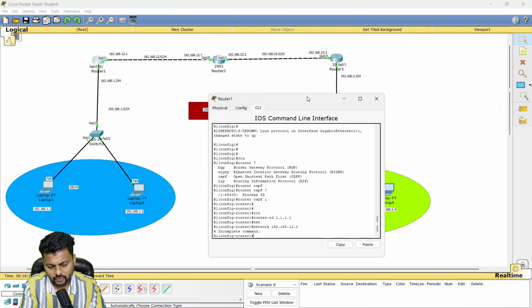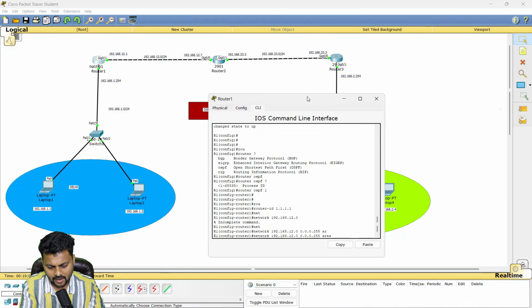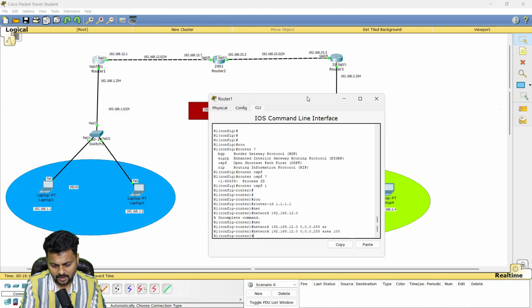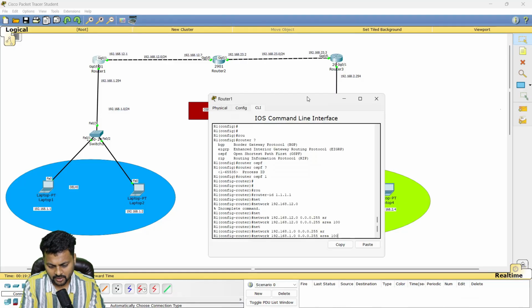Now in the OSPF routing protocol, what we can do is network 12.0, and I'll put the wildcard mask, match it, and the fourth octet will be ignored. And then finally, I'll call this area number 100. You can define the area in two formats, either in decimal format or in dotted decimal format. Right now, I'm defining the decimal format. And in the same way, we have another network 1.0, wildcard mask 255, and area number 100.